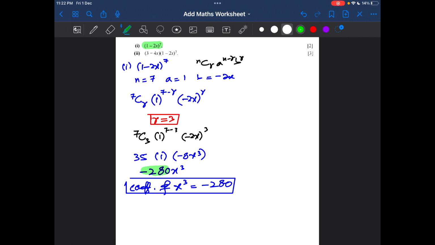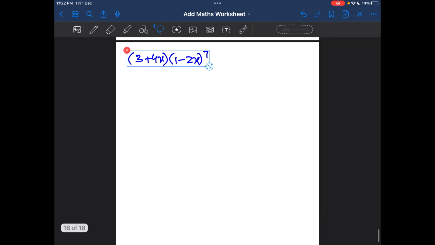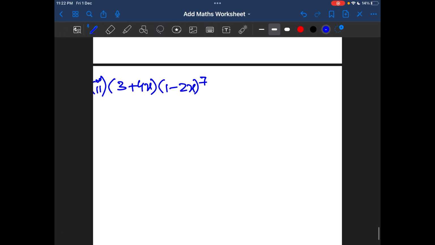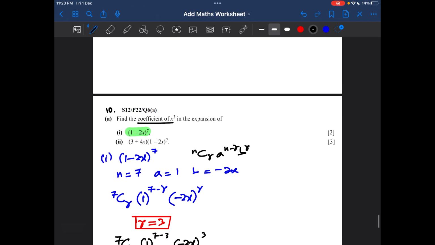Now they have got (3 plus 4x) and (1 minus 2x) power 7. Just copy it down again. In this part 2, they're asking us what is the coefficient of x cube in this. They need the coefficient of x cube in the combined product of these binomials.